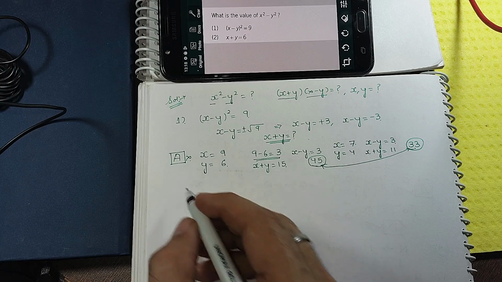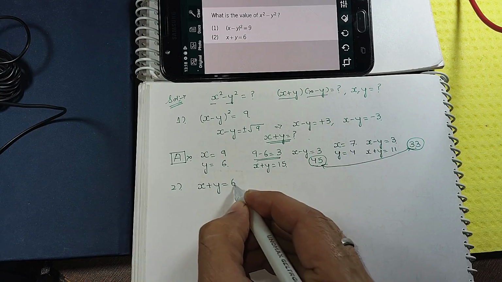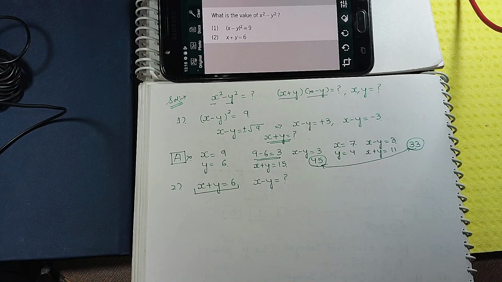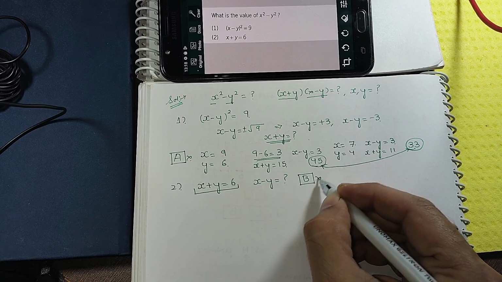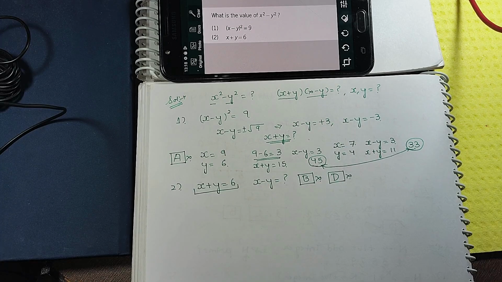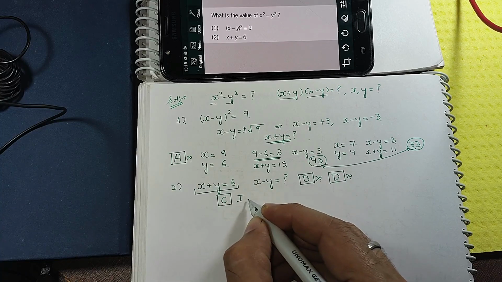Now moving to statement 2. Statement 2 tells me that x plus y is equal to 6. Now again I don't know anything about x minus y, right? We can have some examples for this also. So we will say that statement B is also not sufficient to answer my question. So now moving to statement C, which is combining statements 1 and 2.